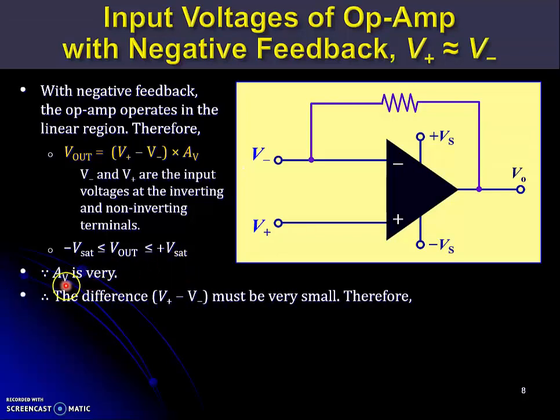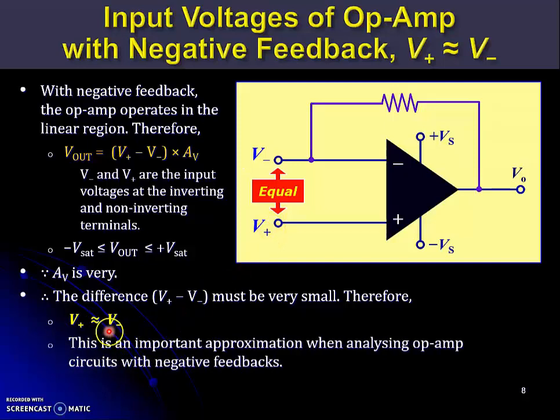Since the internal voltage gain of an op-amp is very large, let's say 100,000, and this Vout is a small value, this difference has to be very small, and they are approximately equal. And this approximation will come to be very handy when analyzing operational amplifier with negative feedback.